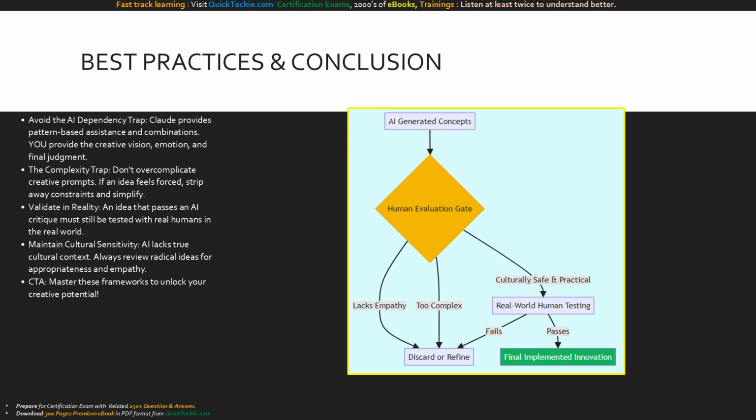Second, beware the complexity trap. If an idea generated by Scamper feels forced or overly complicated, dial it back. Simplify your constraints. Third, always validate in reality. An idea that sounds brilliant to an AI must still survive contact with real humans in the real world. Finally, remember that AI lacks genuine cultural sensitivity. When we ask Claude for radical, out-of-the-box ideas, always review those outputs through your own human lens of empathy and appropriateness.